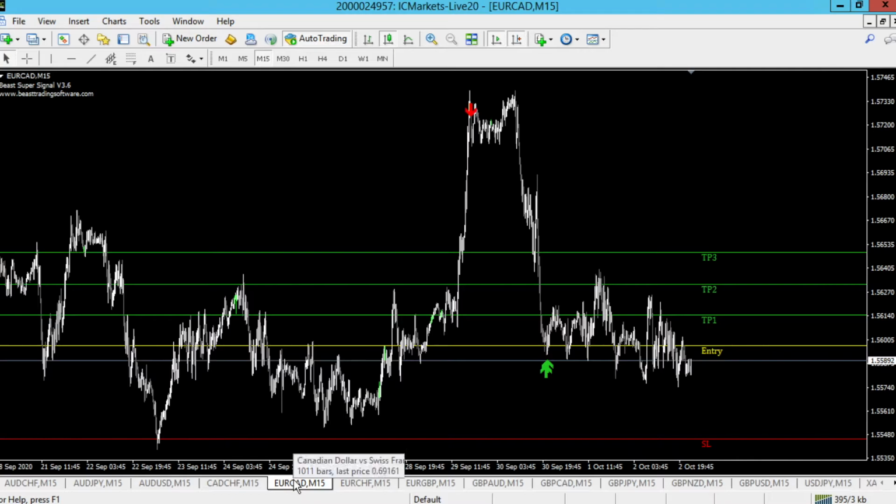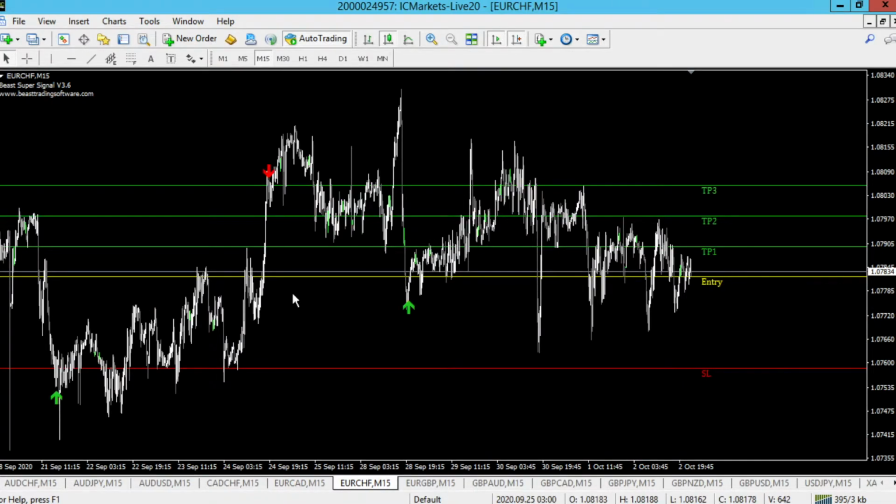Then next we have the euro and Canadian dollar. Three signals on this pair and all three wins. So overall pretty good. Actually, these two signals, looking now, are still in play. They did take out TP2, but they are still in play.